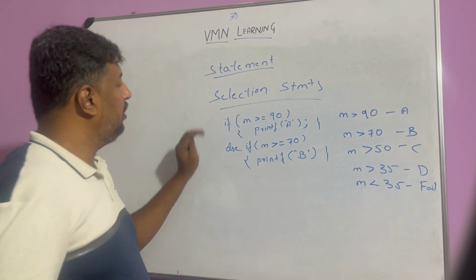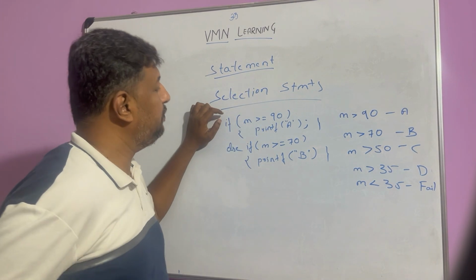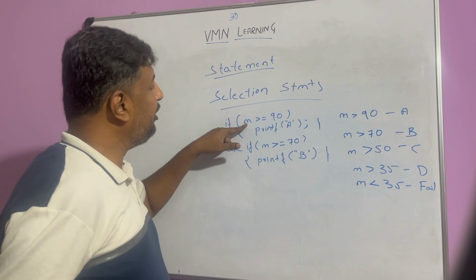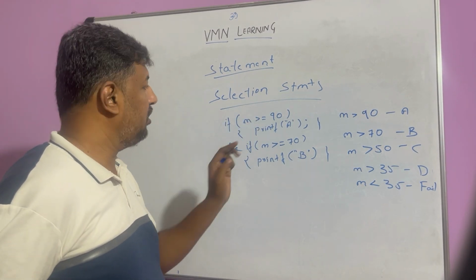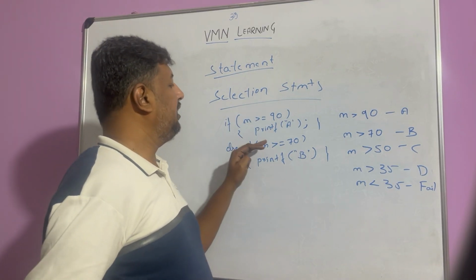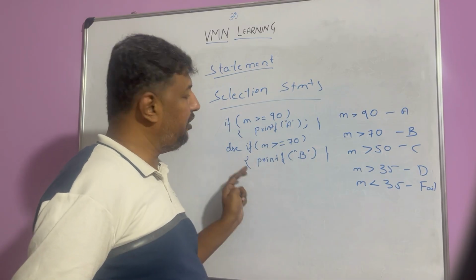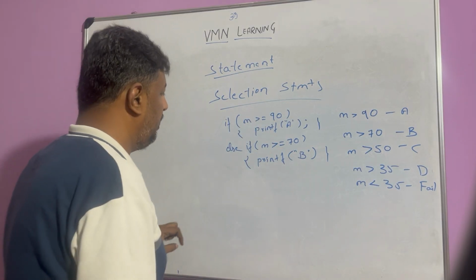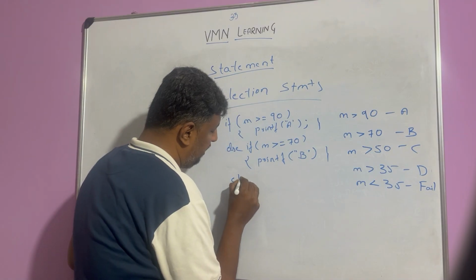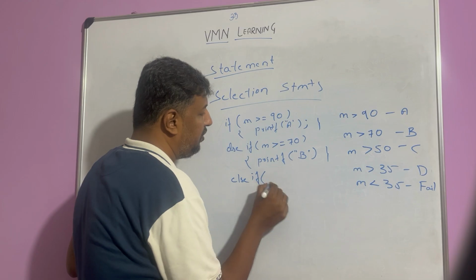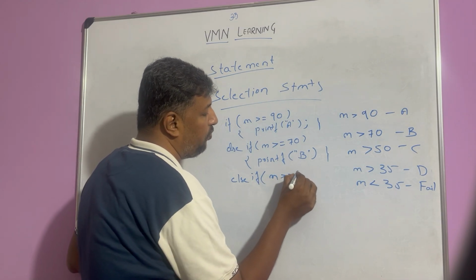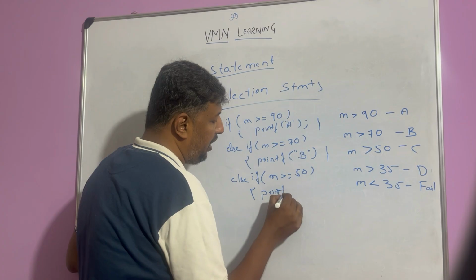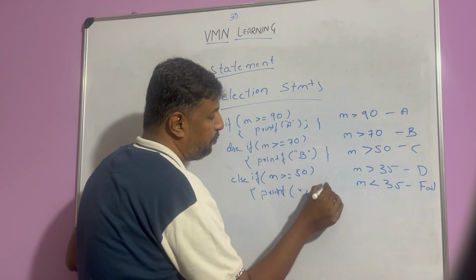How will this work? First, let's say marks is 75. It will come here and check whether 75 is greater than 90. False, it's not. So it will directly come to else. Now it will check whether 75 is greater than 70, then it will print B. It will not print A. Then again else if the marks is greater than equal to 50, print C.